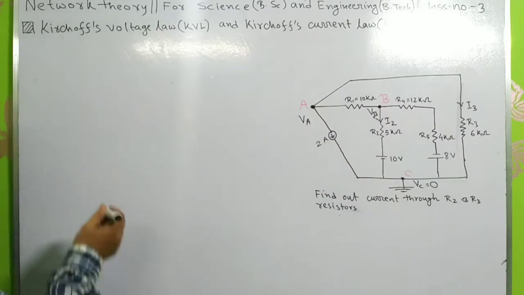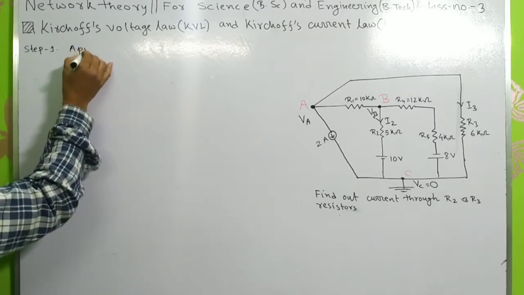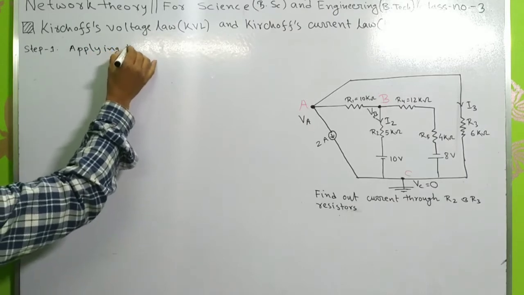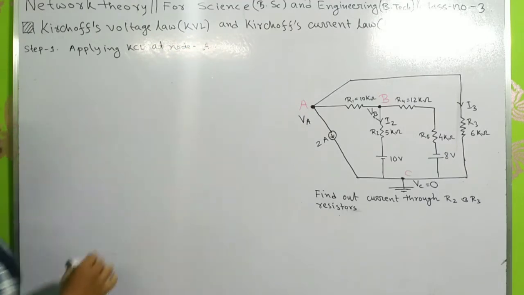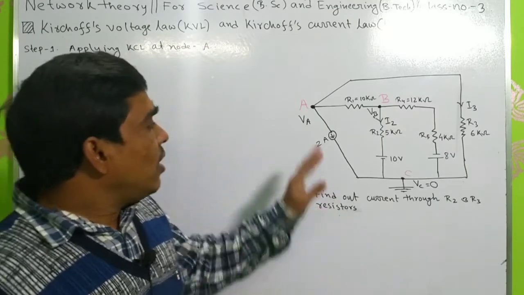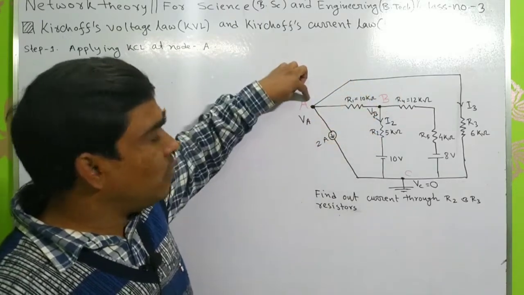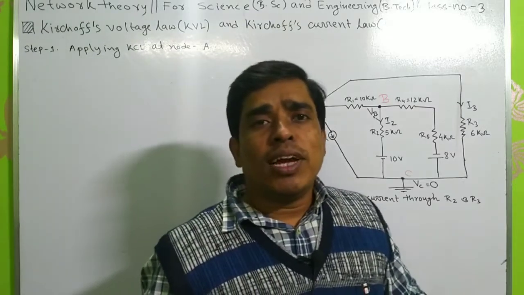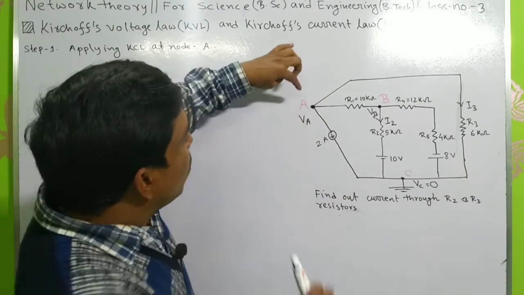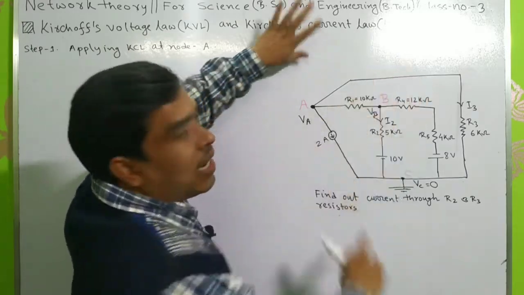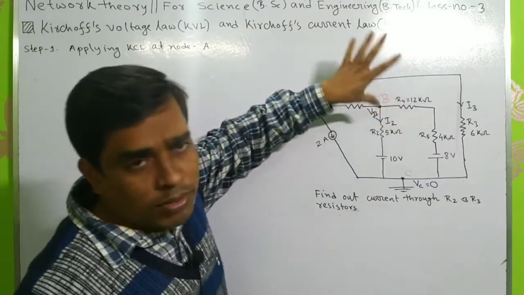Step number 1, applying KCL at node A. Here this is node A. We do not know the direction of the currents at this node, so we assume that all the currents are leaving from this node.